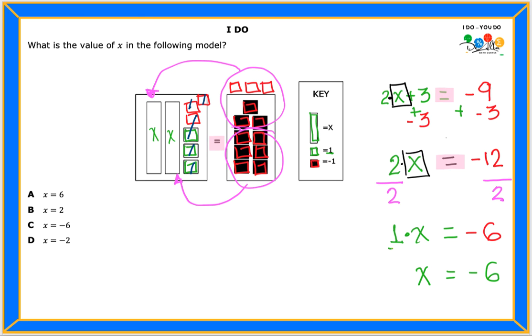When we have a coefficient of 1, we don't really have to write it. And you notice that we got the same answer that we got in the picture. For every x, we have 6 negatives. That is our answer. Do you find the answer in the answer choices?